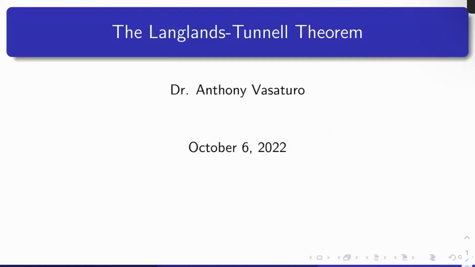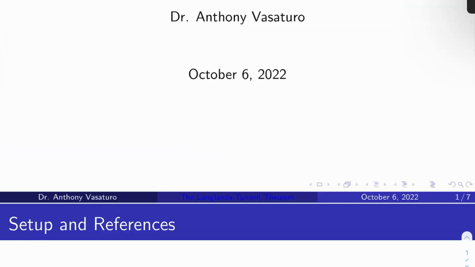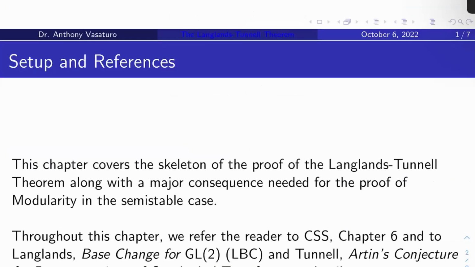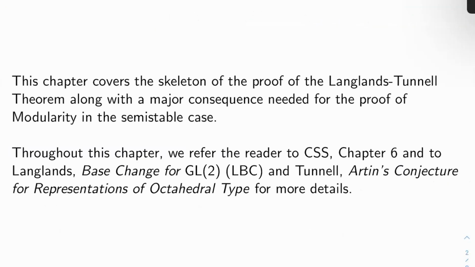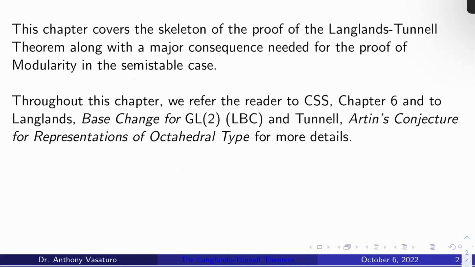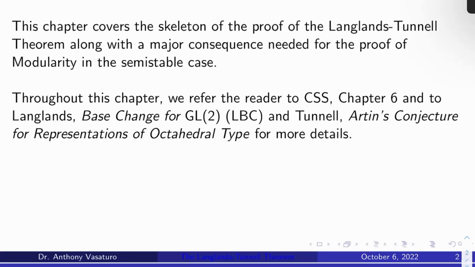Today's video is the first video of chapter 6 of my notes, and this chapter will be covering the Langlands-Tunnell theorem and its applications to the proof of Fermat's last theorem. Setup and references. This chapter is going to be covering the skeleton of the proof of Langlands-Tunnell and also a major consequence needed for the proof of semi-stable modularity. I will refer you to Cornell, Silverman, Stevens, CSS, chapter 6 throughout the entirety of this chapter.